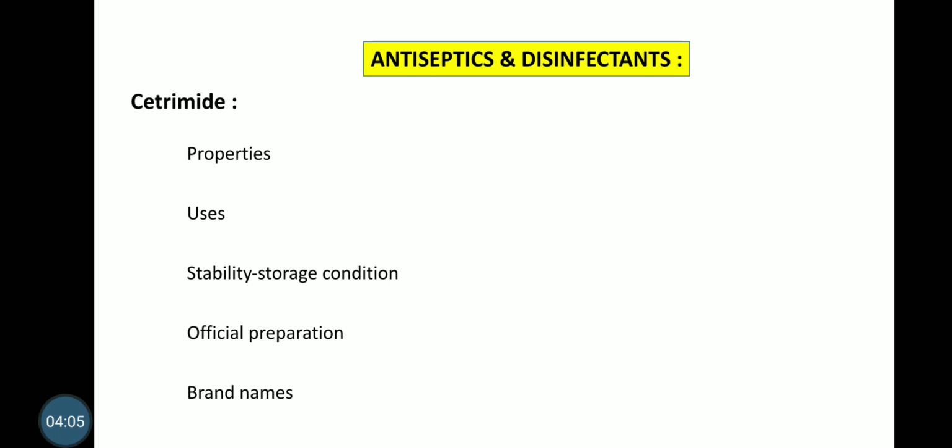It is a stable compound, hence stored in well-closed containers. Official preparations: cetrimide cream, cetrimide emulsifying ointment, cetrimide solution, cetrimide strong solution. Official in the British Pharmaceutical Codex. The most famous brand name is Savlon. Savlon, which is available in the market, contains an antiseptic and disinfectant, that is cetrimide.